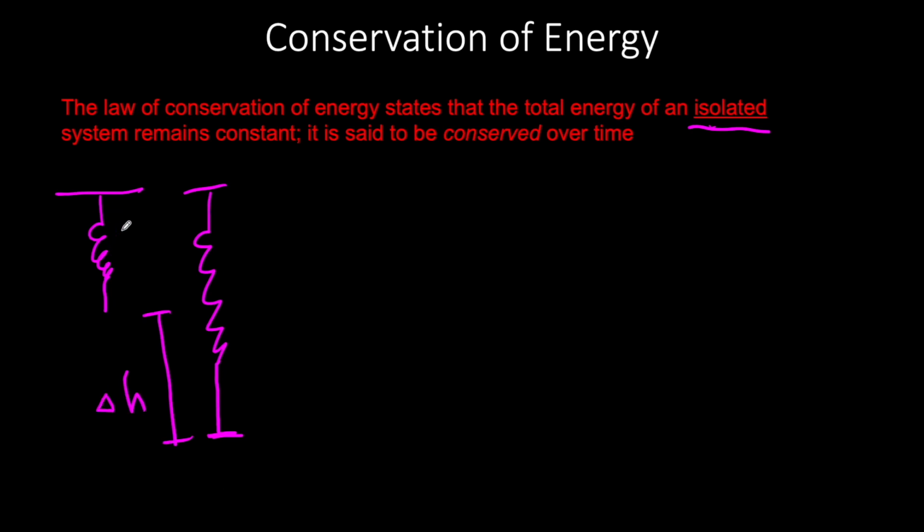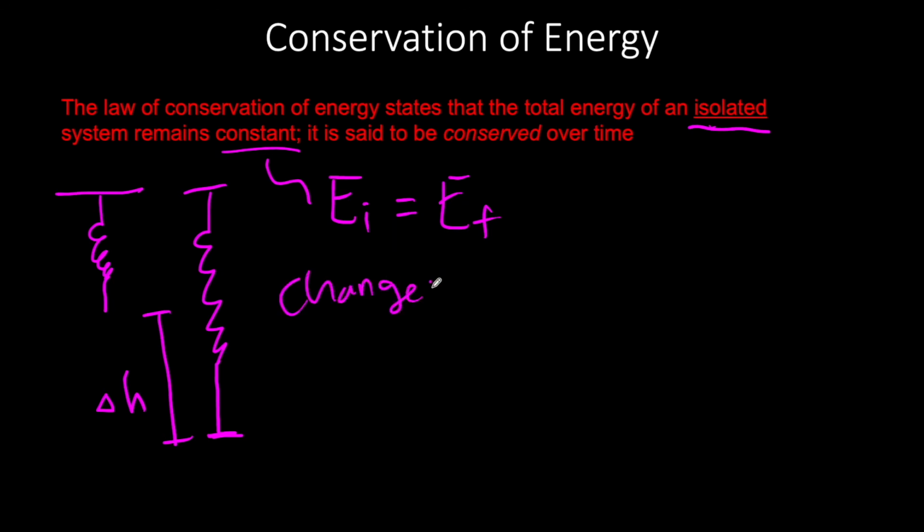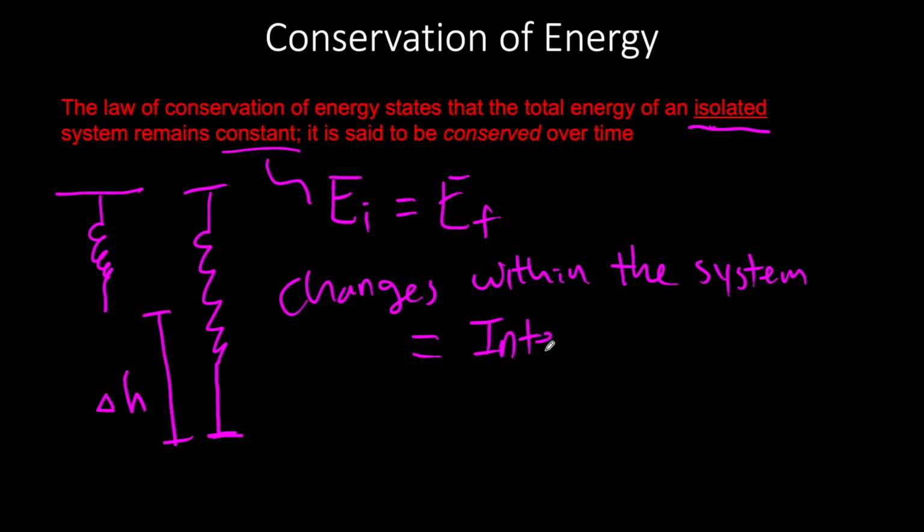So what happened is that we can say the Earth and the spring are an isolated system. So the energy is conserved. So all energy added up should remain the same. Remaining constant means initial energy is equal to final energy, right? So some people might ask, what about the gravitational potential energy? It changes. So the changes within the system is what is known as internal energy.